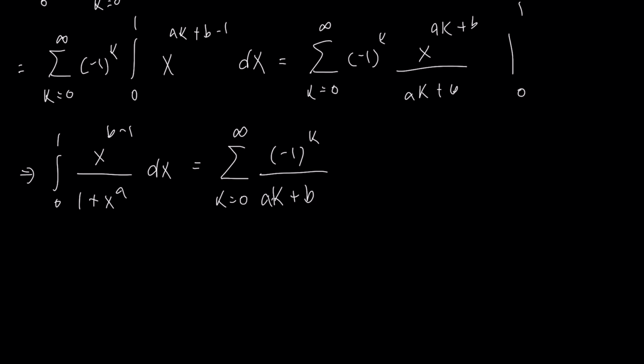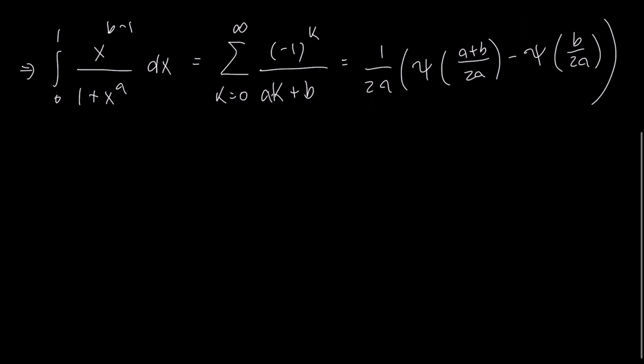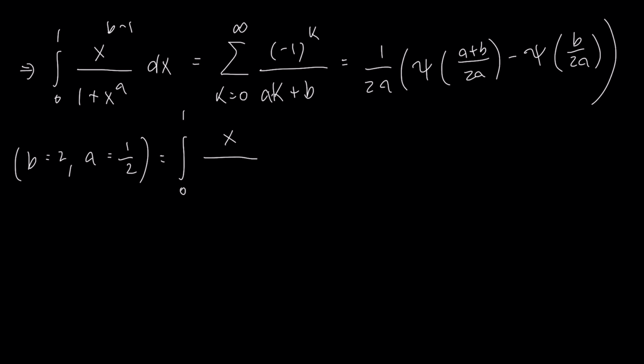And now if you split this sum into its even and odd parts and relate this to the digamma function, you will end up seeing this is going to be 1 over 2a, the digamma function of a plus b over 2a, then minus digamma of b over 2a. And we're interested in the case when b equals 2 and a equals a half. So this will end up being the integral from 0 to 1 of x divided by 1 plus x to the 1/2, which is the square root of x dx.